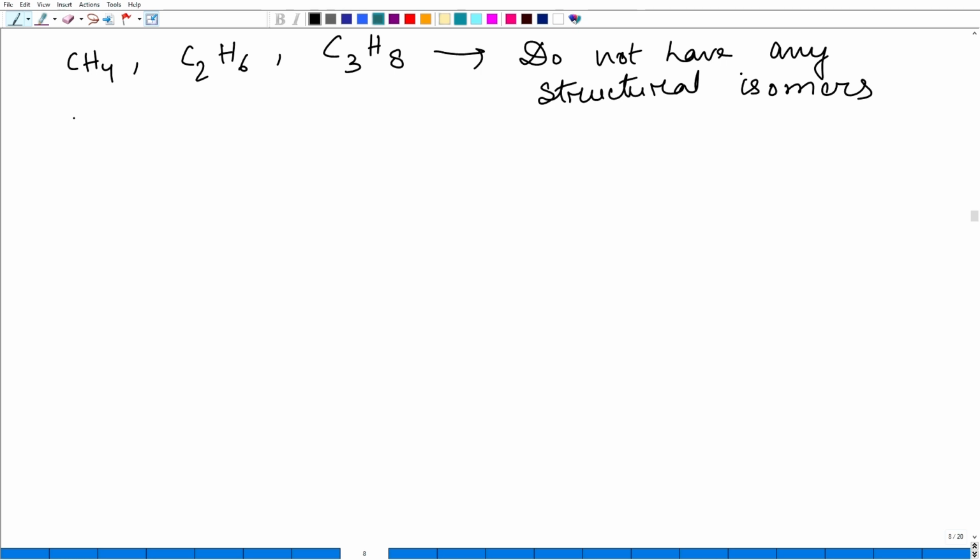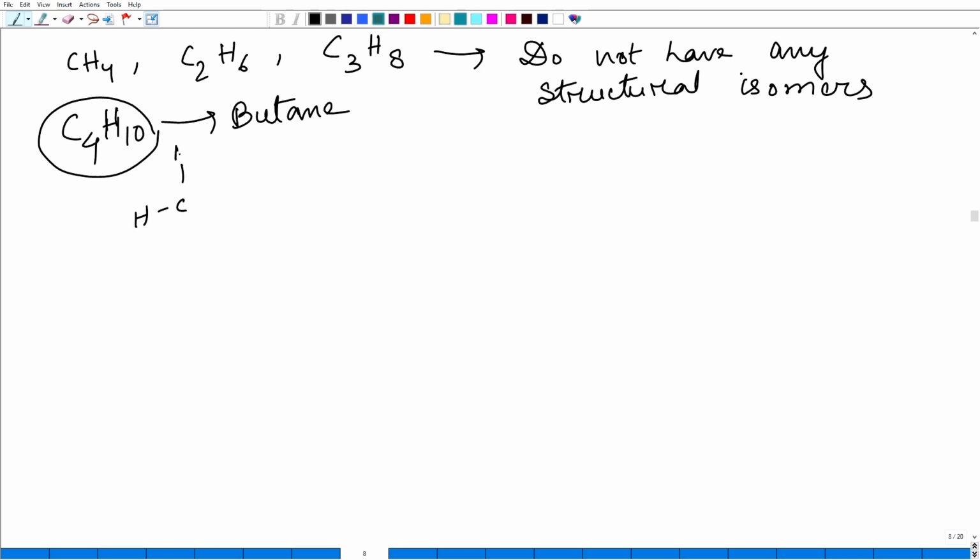First of all, what is the molecular formula of butane? Butane is C4H10, right? This is butane. Now, maintaining this molecular formula, we can write some different structures. The basic structure is of course this.